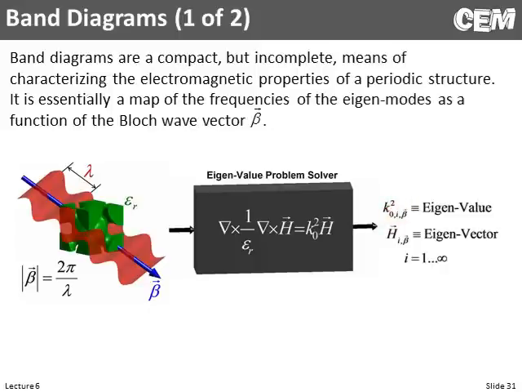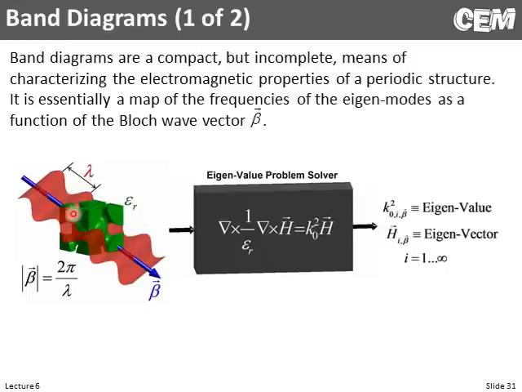It's k0, which is 2 pi over the free space wavelength. Since it's the free space wavelength, that's one-to-one with frequency, so we can think of k0 as frequency instead of wavelength. So what information does this model need? Two things. We need to know what the unit cell looks like.